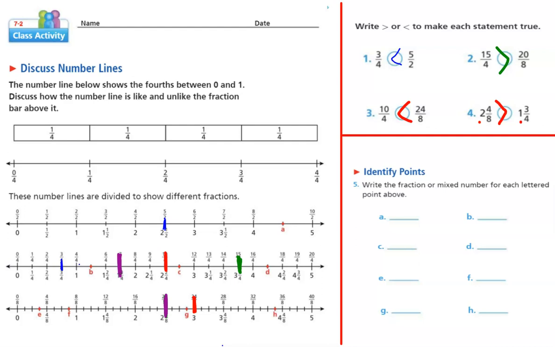So the last thing that it wants you to do on this page, I'm going to get rid of all those, is it actually wants you to go and look at these letters and tell me what fraction it is. But you need to not only tell me the fraction, you also need to tell me the mixed number. So we're going to look at both of them. So let's start with A first.